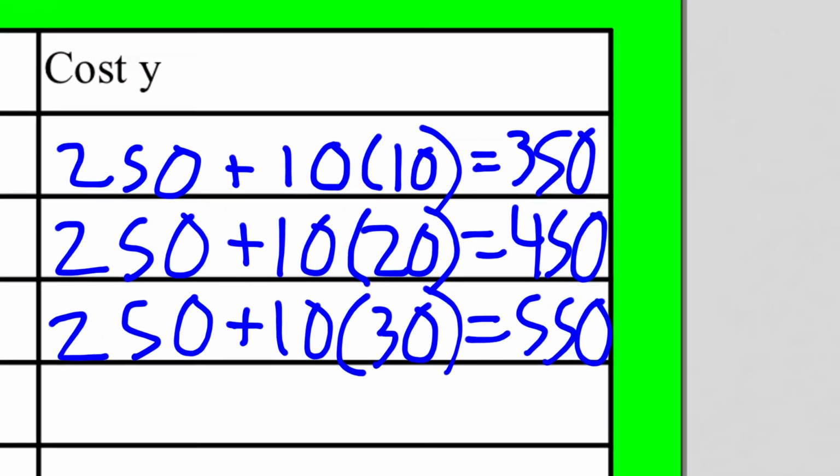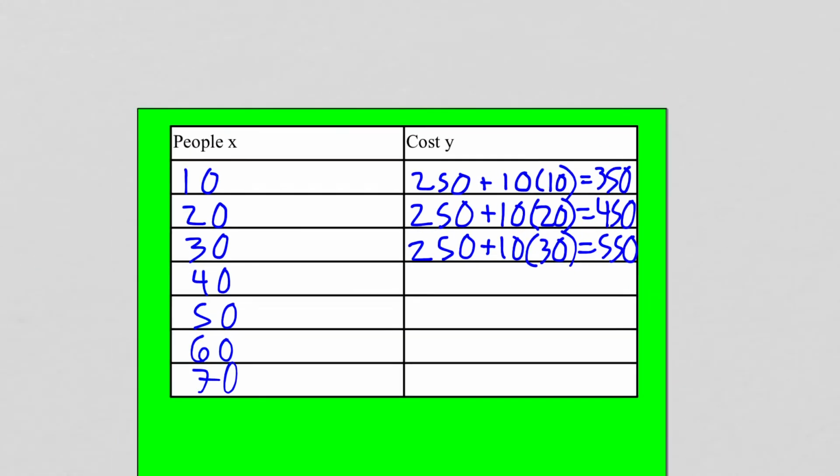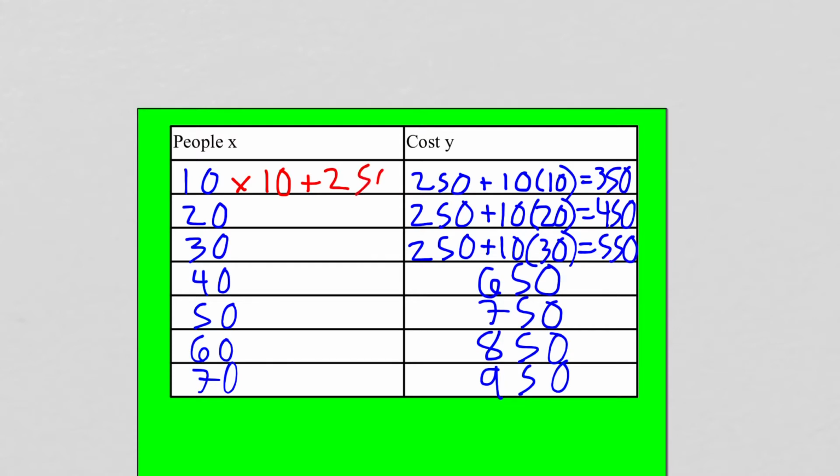So we can see here the pattern is increasing by 100 each time. So then we could probably fill this in and do 650, 750, 850, and $950. Now, what we can see from the pattern here is that every time you're taking the number of people, you're timesing it by 10, and then you're adding on that 250, and that always gets you the cost, right? $350 in that case. So there's your algebraic pattern right there, because this works every single time.